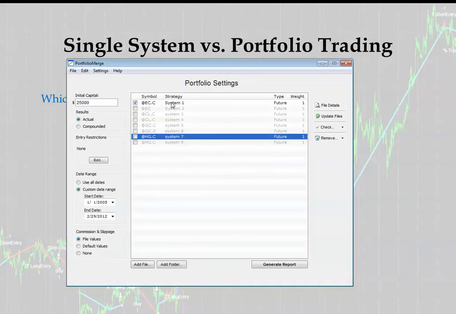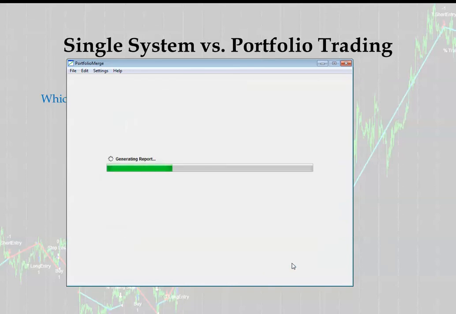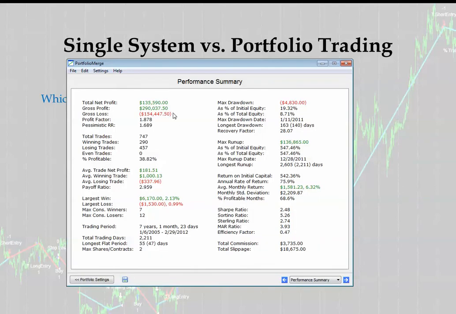We're going to look at 8 different futures trading systems using $25,000 per contract with the same dates, and then we're going to compare some simple data. So let me go ahead and generate this first report for system number 1. Okay, I'm going to let you look at this. We're going to look at largest loss as a single trade because we want to keep our max risk per trade to a reasonable level.